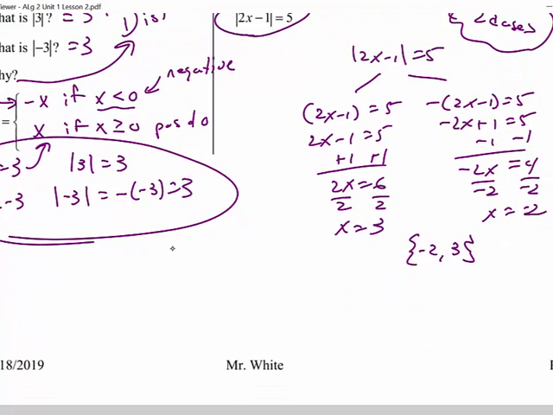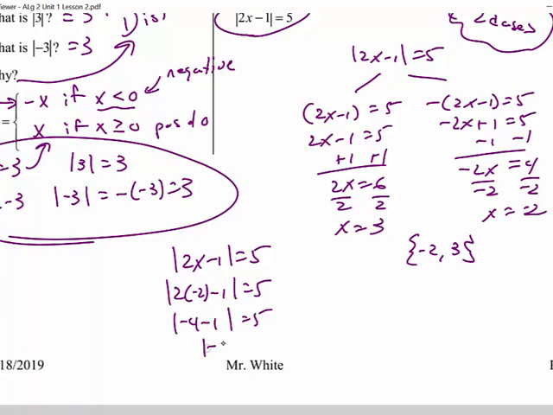So if I take the original equation and I plug in negative 2, I should get a true statement. So let's do some arithmetic. 2 times negative 2 is negative 4. Negative 4 minus 1 is negative 5. The absolute value of negative 5 is 5. It works. So this was for x equals negative 2.